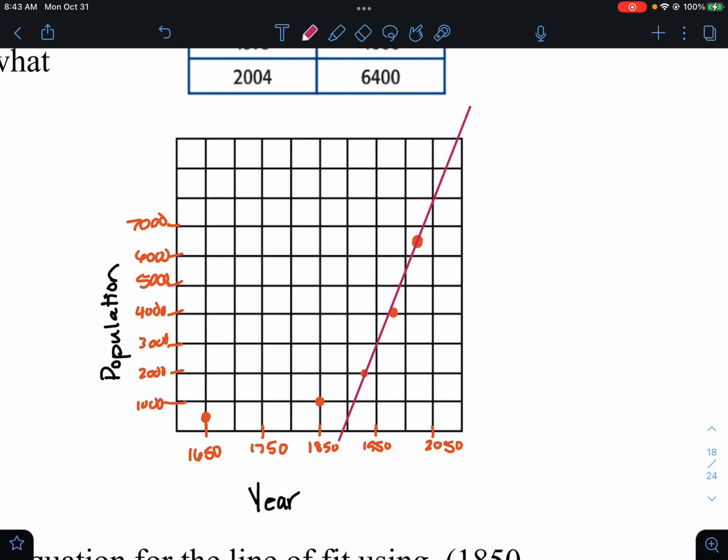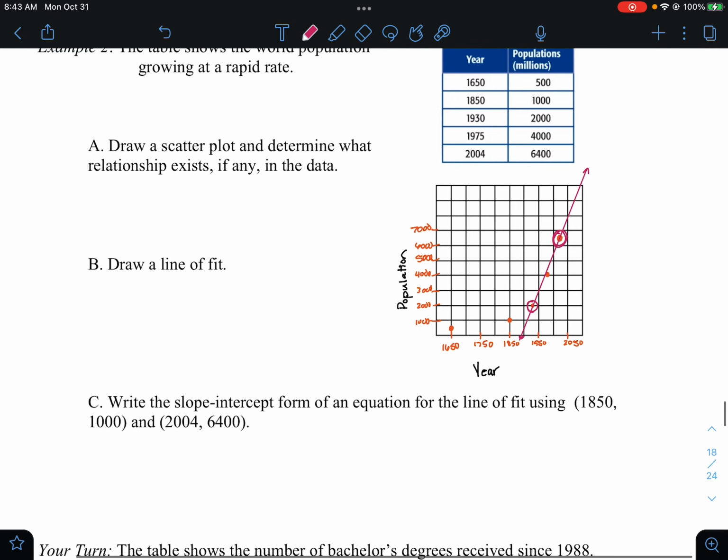Okay, so I feel like that's going to give me something a little bit closer. So I picked this point and this point. So there's my line that I drew. Part B is done. There is a relationship that exists. It is positive. So we're going to say positive correlation.